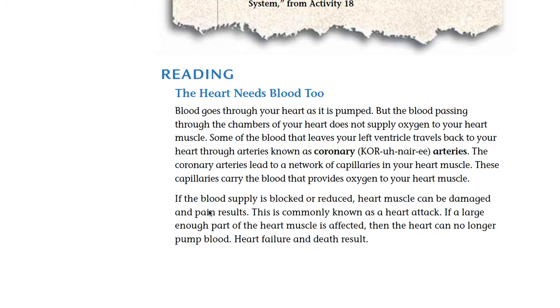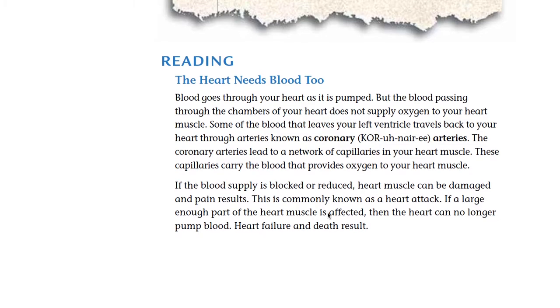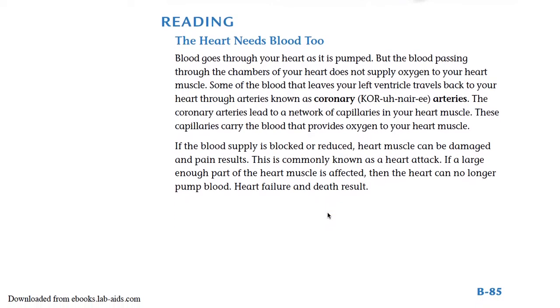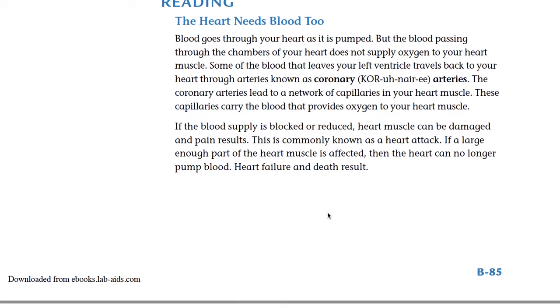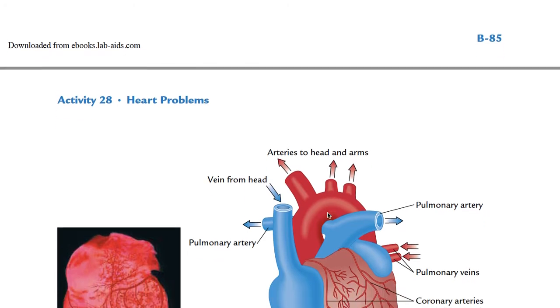If the blood supply is blocked or reduced, heart muscle can be damaged and pain results. This is commonly known as a heart attack. If a large enough part of the heart muscle is affected, then the heart can no longer pump blood. Heart failure and death can result.